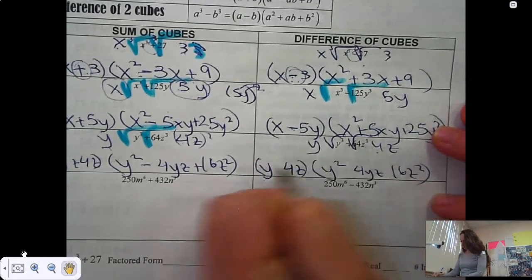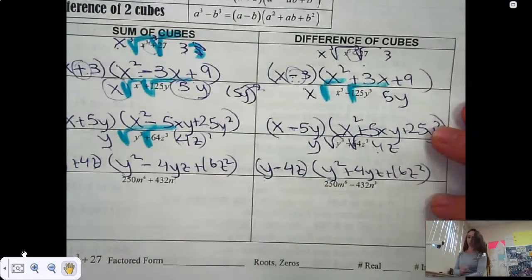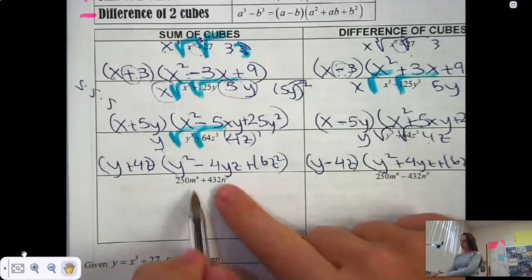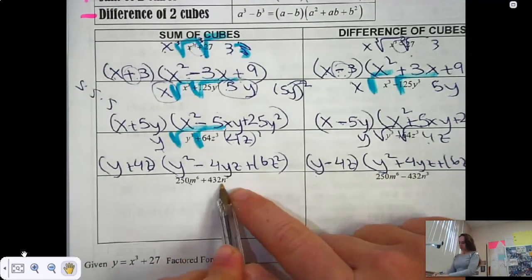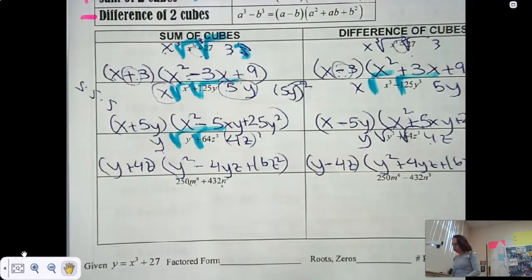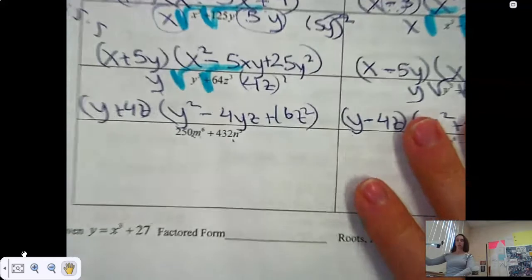If this is minus, plus, plus. All right, let's go to this one. There's two of them. I can take the sixth root, but I can't do 250 because I can't think of what times what times what is 250. So what am I going to have to do?